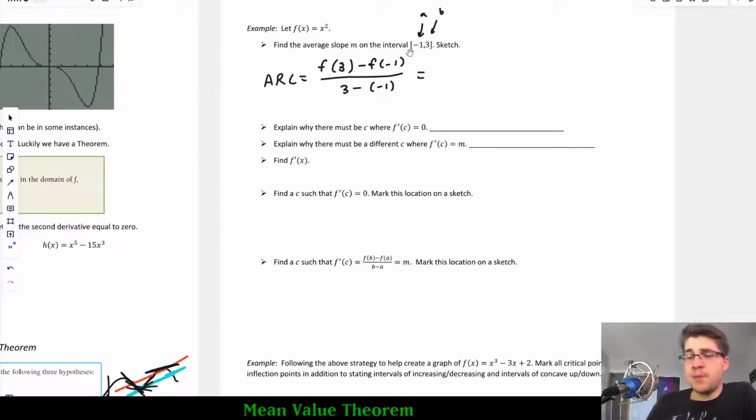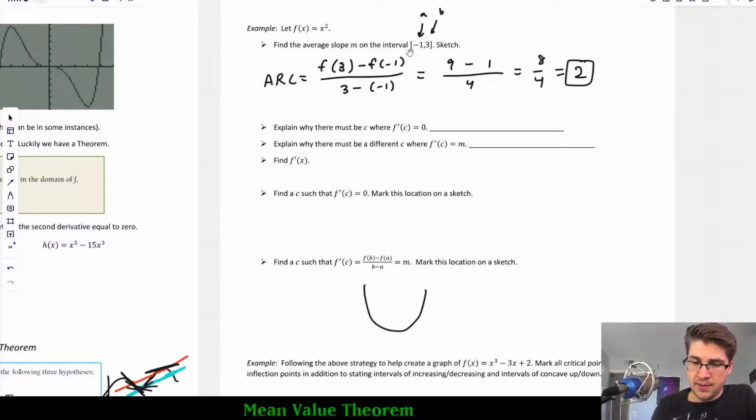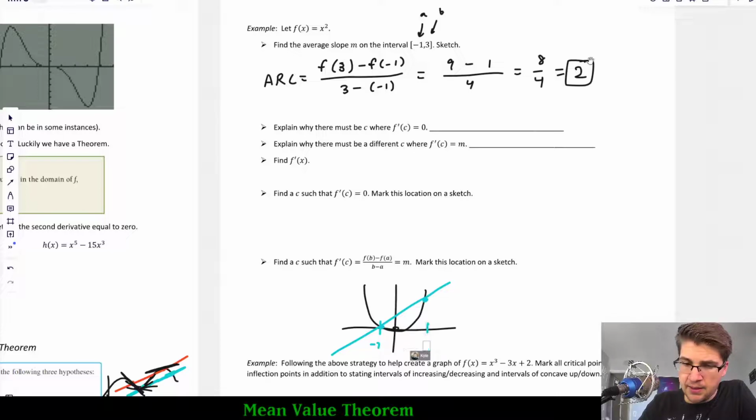Well, f of 3 would be 3 squared, which is 9, minus f of negative 1, which is negative 1 squared, which is 1. And of course, minusing a negative is plus, so 9 plus 1... that gives 8 over 4, or 2, as the average rate of change on the interval. And if we create a little sketch of this, which is what the last part of our question says to do, we have a basic parabola with a vertex at the origin. If we're looking from negative 1 to 3, the slope of the secant line is what we'd have here. We have a slope value of 2 between A and B.